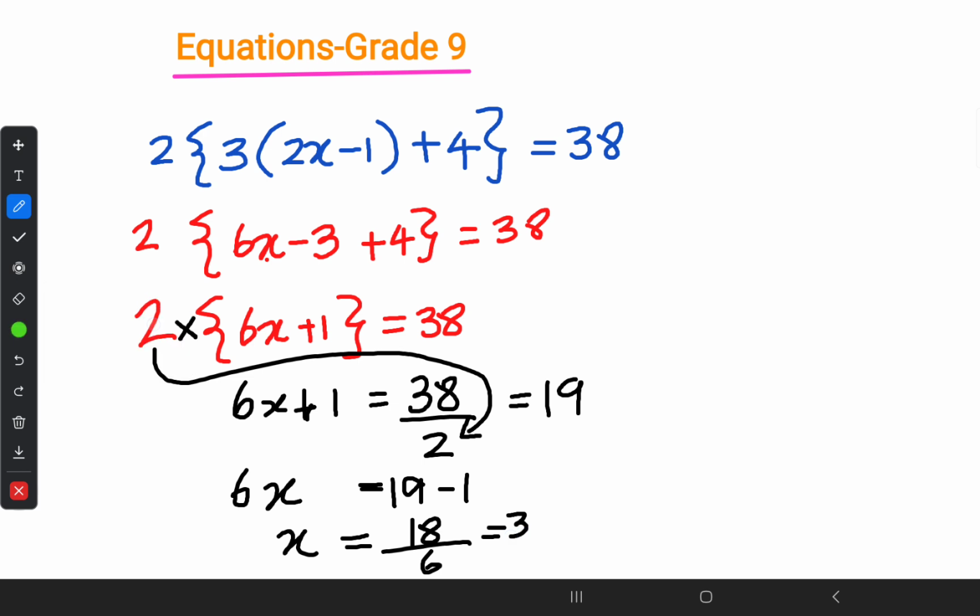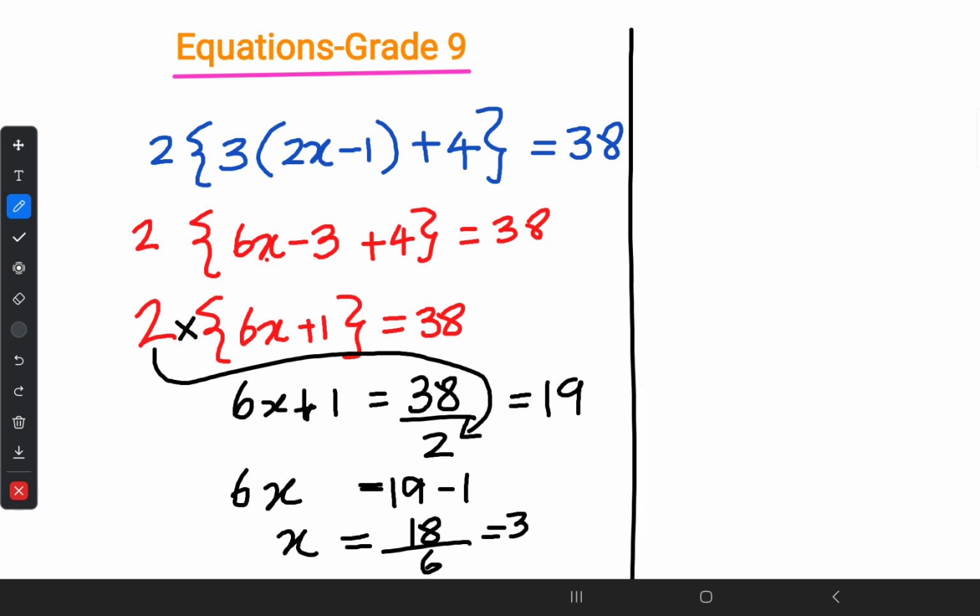Let's recall the question from the beginning. First, do the operation inside the curly brackets. After that, you are having a whole multiplicand, the coefficient multiplicand. Bring that one as a divide and do the operation. Then do the rest of the operation. If addition, then other side subtraction; multiplication becomes division, to do the rest of the questions.